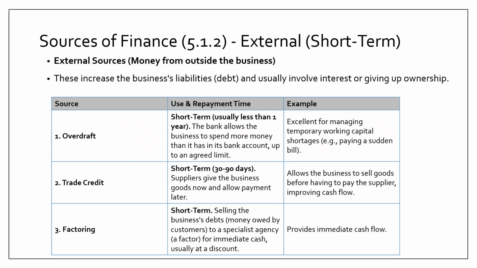And number three is factoring. This is again a short-term external finance. It is selling the business's debts, that is, the money owed by customers, to a specialist agency, a factor, for immediate cash, usually at a discount. And this provides immediate cash flow.